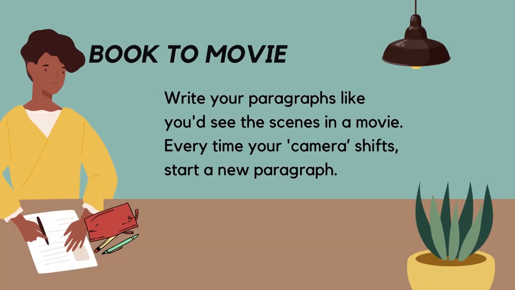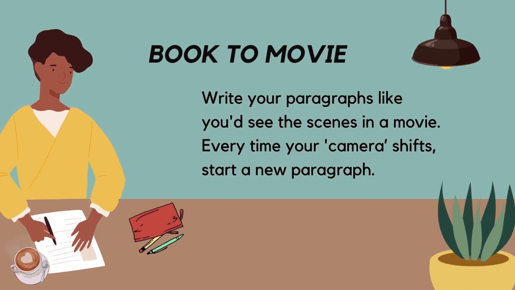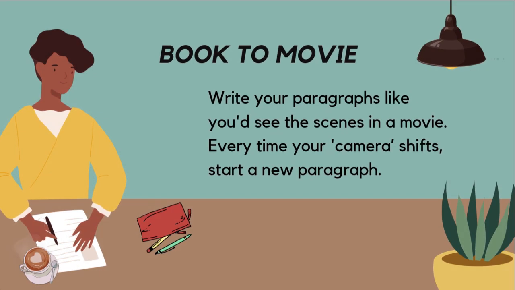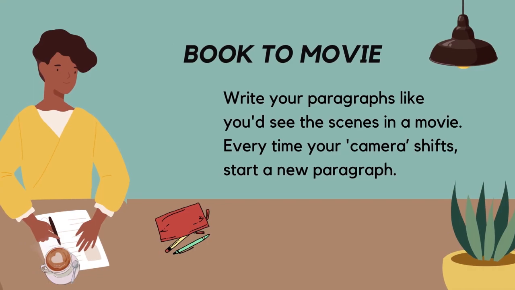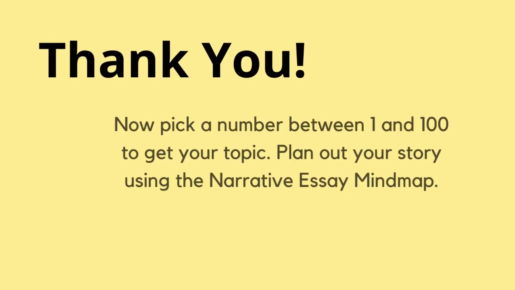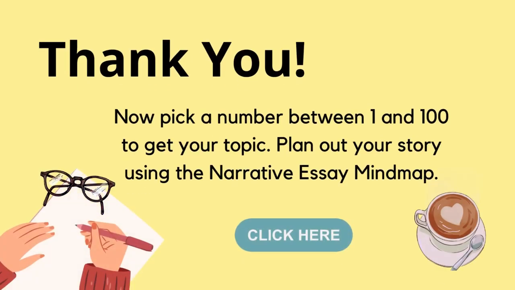Remember to write your paragraphs like you'd see the scenes in a movie. Every time your camera shifts, start a new paragraph. Every time a new character speaks, write a new, indirect speech on the next line. Let's practice. Search 100 creative writing prompts. Pick a number between 1 and 100 to get your topic. Plan out your story using the narrative essay mind map and start your story with one of the 6 openings. Good luck!